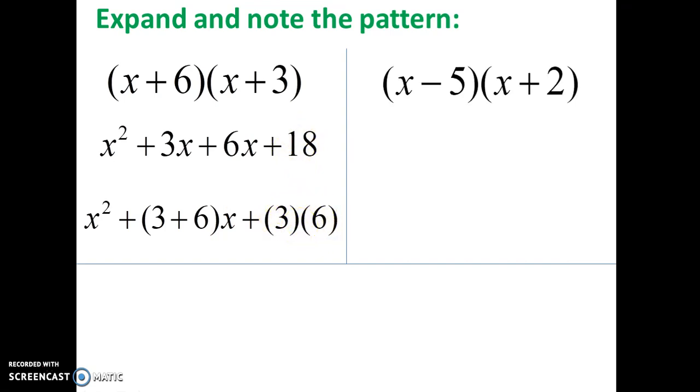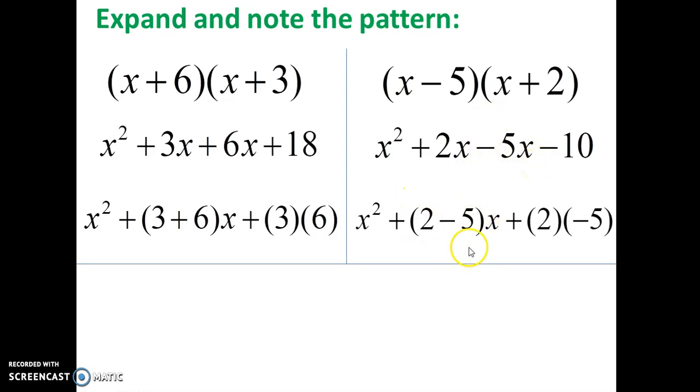Let's do another one. x minus 5 times x plus 2. We'll do it the same way. Multiply through, you get x squared plus 2x minus 5x minus 10. Again, rather than combining those, we're going to write it out like this, 2 minus 5x. And negative 10 is actually 2 times negative 5.